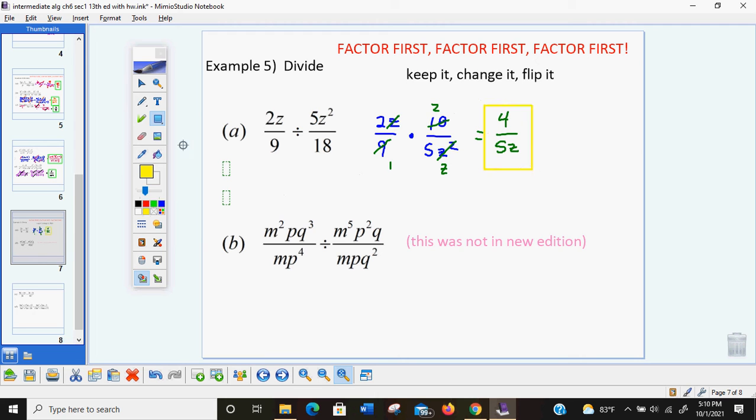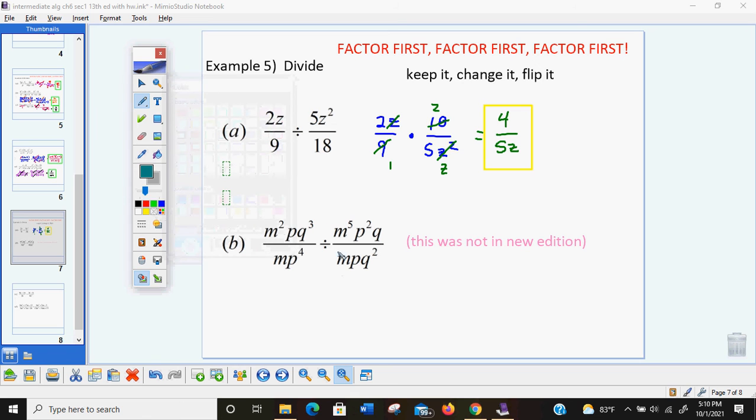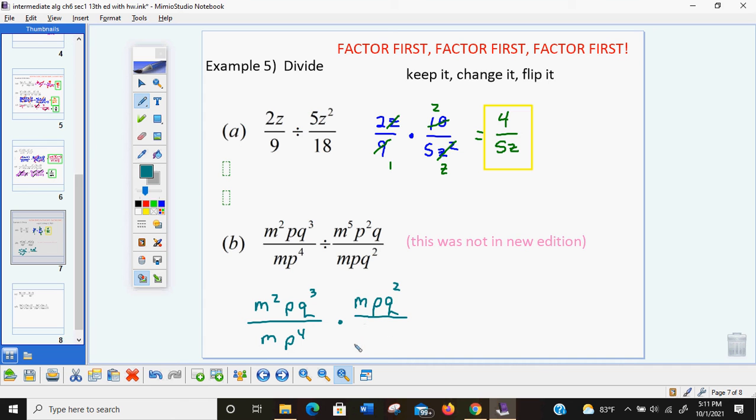Let's do another one. On this one, I can't factor again, okay? This isn't in the new edition. It's in the old one, though, and it's a good example. I can't factor anything. There's no plus or minus. So I'm going to keep it and make this m squared pq cubed over mp to the 4th. I'm going to change it to multiplication, and I flip this one. Make it mp q squared over m to the 5th, p to the 2nd, and q.